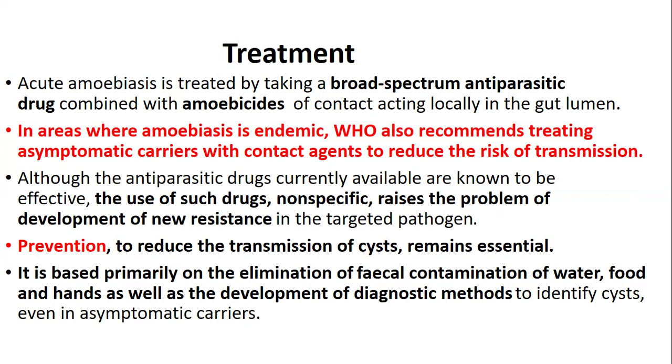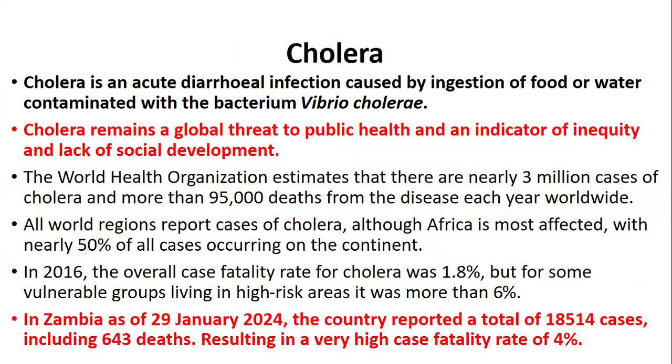Prevention to reduce the transmission of cysts remains essential. It is based primarily on the elimination of fecal contamination of water, food and hands, as well as development of diagnostic methods. The next one is cholera, which is an acute diarrheal infection caused by ingestion of food or water contaminated with the bacterium Vibrio cholerae.